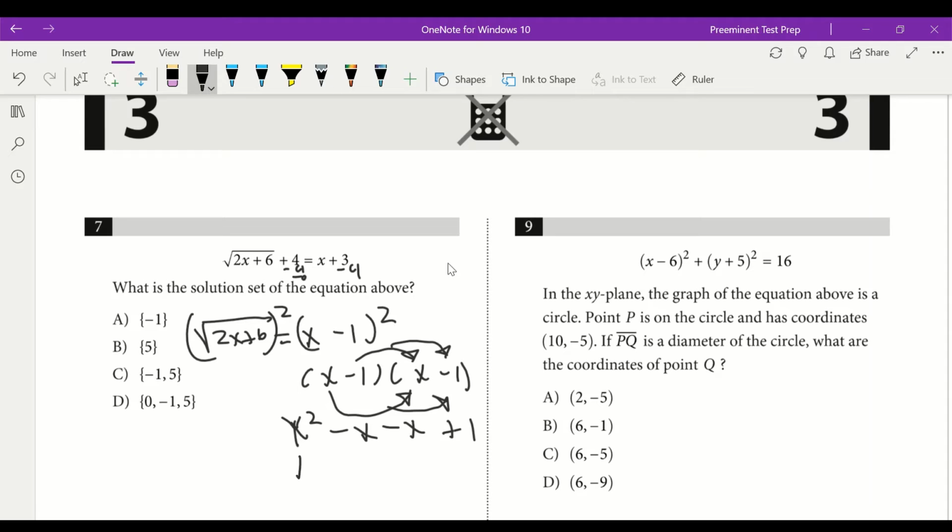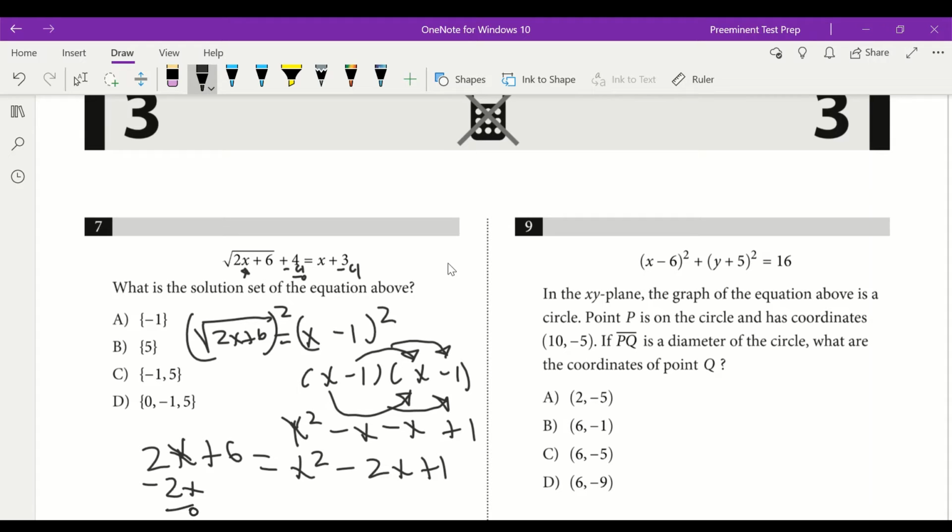So now we're going to go ahead and simplify. We get x squared minus 2x plus 1, and that will equal our 2x plus 6. Alright, so now we've got to solve for x. So to solve for x, we're going to get everything on one side, set it equal to 0, and then factor it out to find our zeros. And then we'll take our zeros and check them in for our solution. And if it works, then it's our answer. But if it doesn't, then we can't use it, right? So we'll go ahead and get everything on one side.